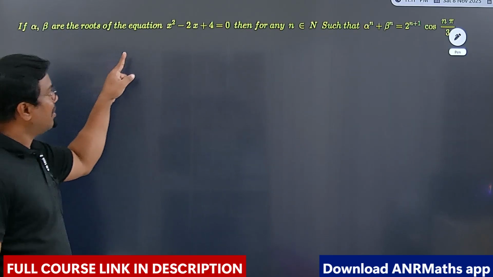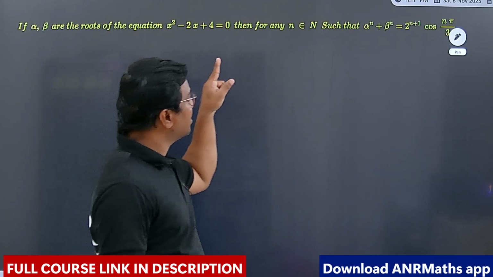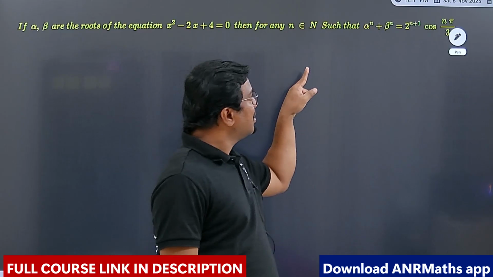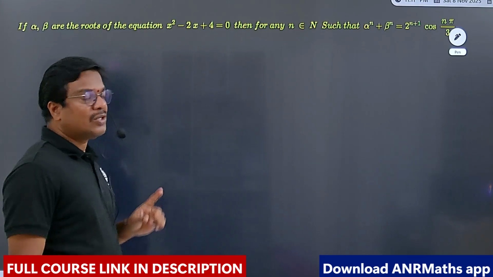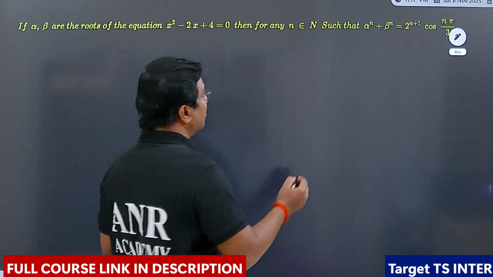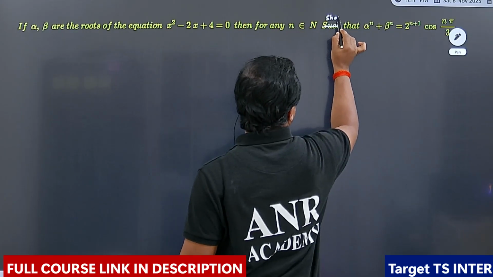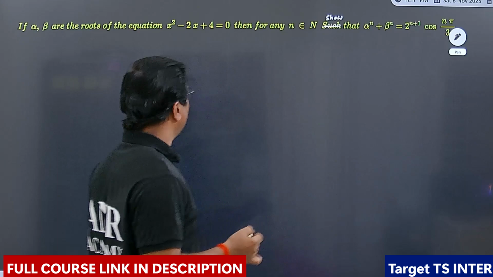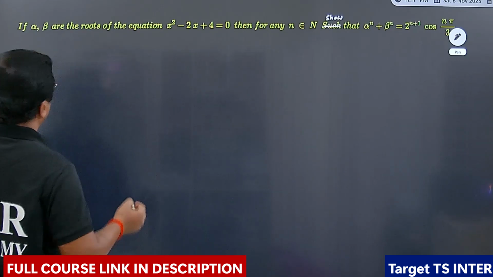Alpha, beta are the roots of x square minus 2x plus 4 equal to 0. Then for any small n belongs to capital N, show that alpha power n plus beta power n equal to 2 power n plus 1 of cos of n pi by 3. Yes, this is the question. Okay, right. Given equation first I am going to write.